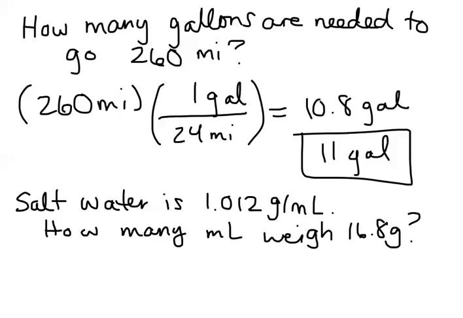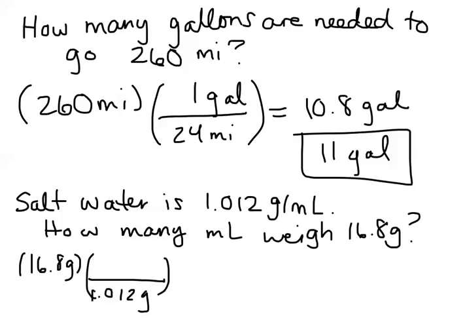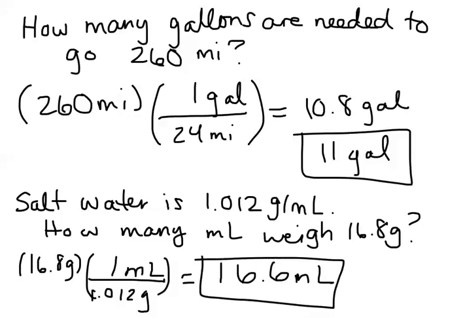What do we start with? 16.8 grams. What goes on the bottom? 1.012 grams per 1 mL goes on the top, and your answer should be 16.6 mL. In this case, yes, this non-standard conversion factor would affect it, but it has 4 sig figs. The number we started with has 3.